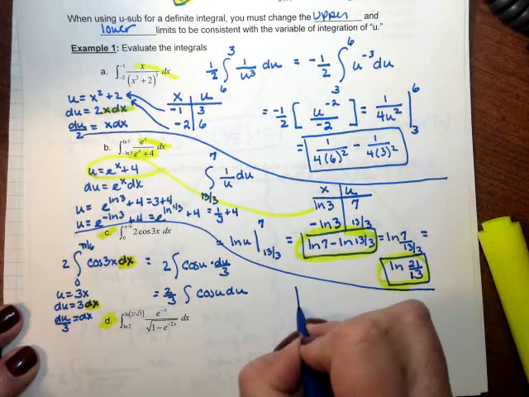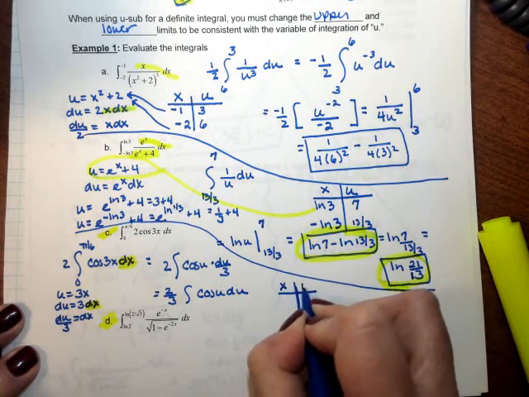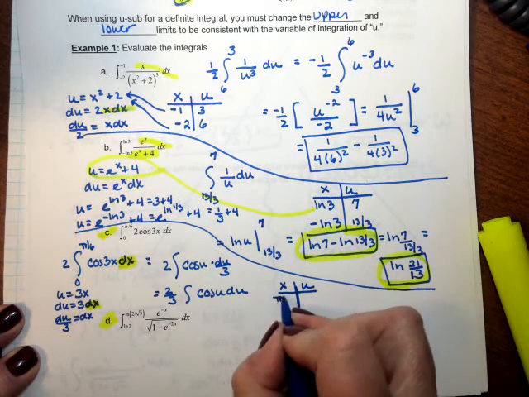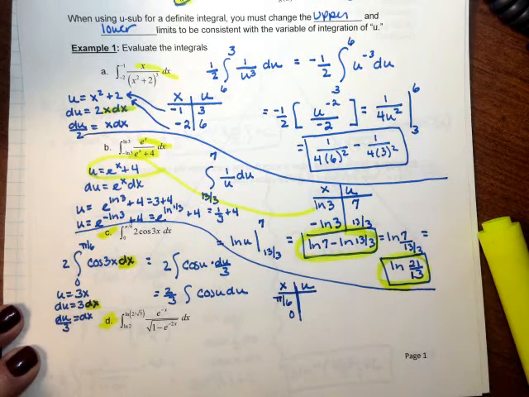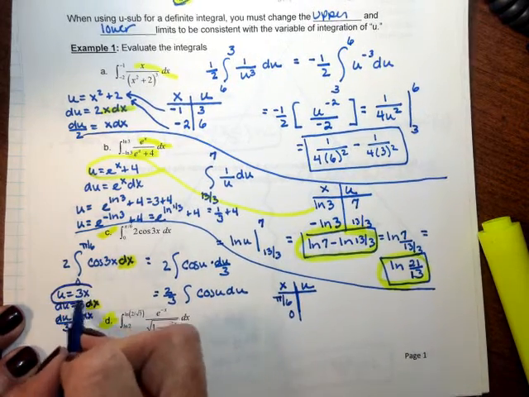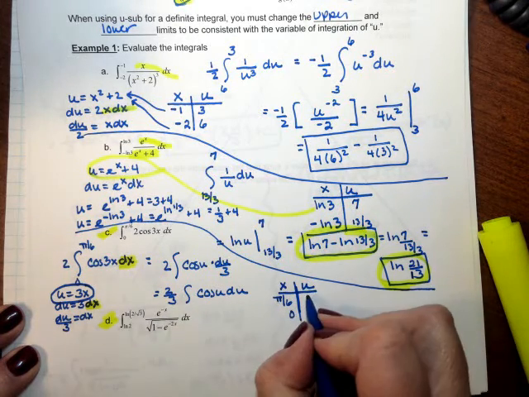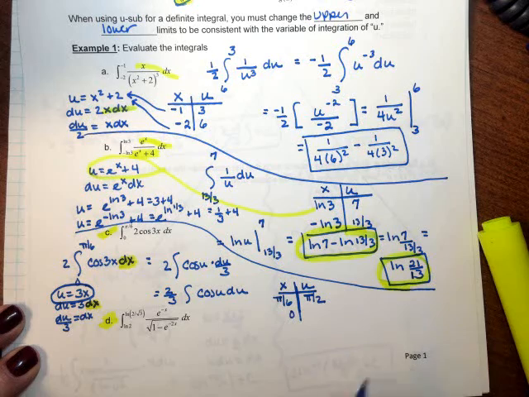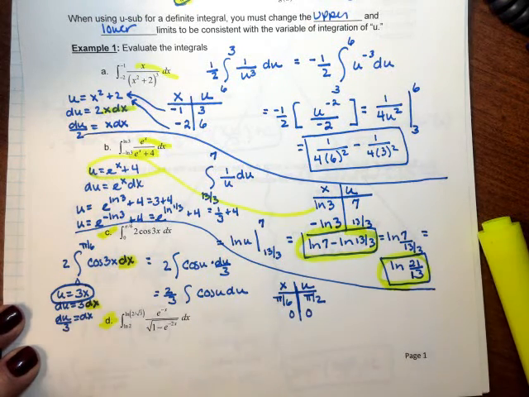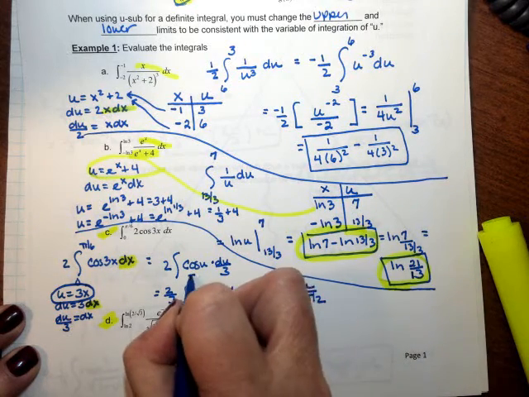Now, because I did change my integral in terms of u, I need to change my bounds. So again, I'm going to make my t-chart. So my bounds in terms of x are pi over 6 and 0. So I need to take my pi over 6, plug it in for x into what u is equal to. So 3 times pi over 6 is pi over 2. When I plug in a 0, 0 times 3 is 0. So now my bounds in terms of u are going to be 0 to pi over 2.